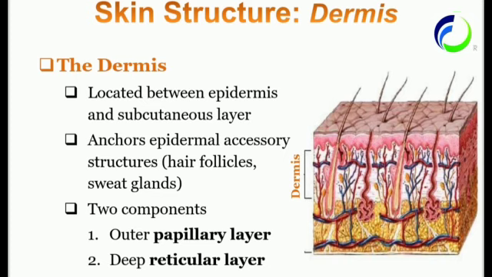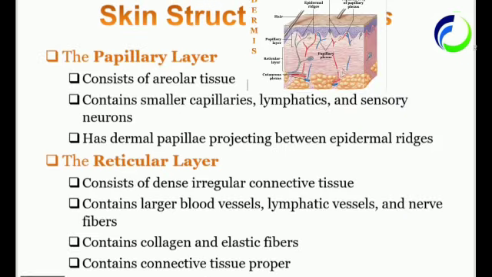That's all about epidermis. Now coming to the next layer, dermis. It is also called corium or the middle layer of the skin. It is located between the epidermis and the subcutaneous layer or hypodermis. In this layer, it anchors some epidermal accessory structures or derivatives called hair follicles and sweat glands or sudoriferous glands. And it has two major components. One is the outer papillary layer, another is the deep reticular layer.